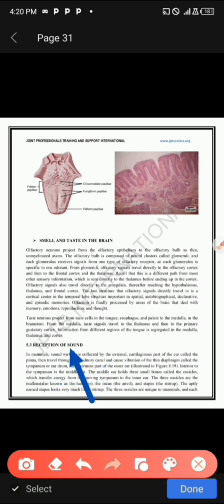All mammal sound waves are collected by what? By the external cartilaginous part of the ear called the pinna. Then they travel through the what? The auditory canal, and cause vibration of the thin membrane called the tympanic membrane, the eardrum. In this aspect, the eardrum is very, very important.